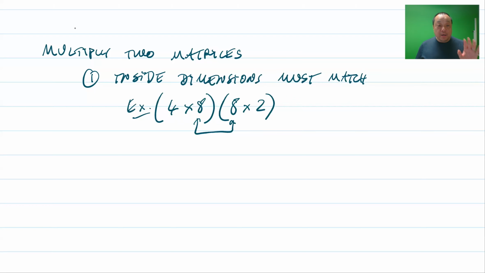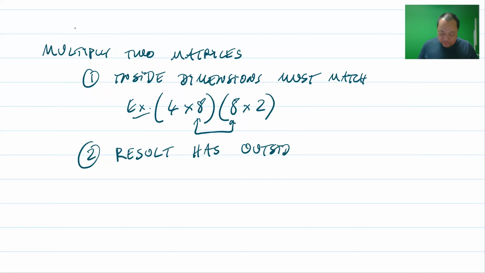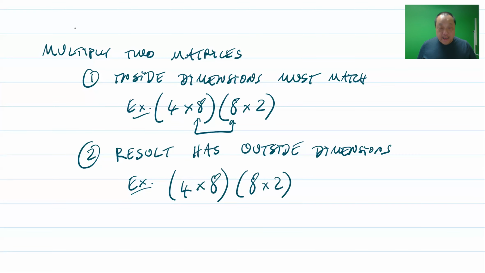The number of columns of the first matrix must match the number of rows of the second matrix. And number 2, the resulting matrix will have the outside dimensions. For example, if I take a 4 by 8 and I multiply by an 8 by 2, then the result will have 4 by 2.